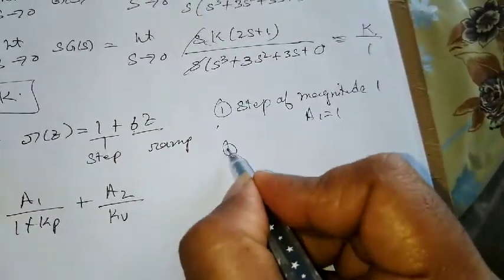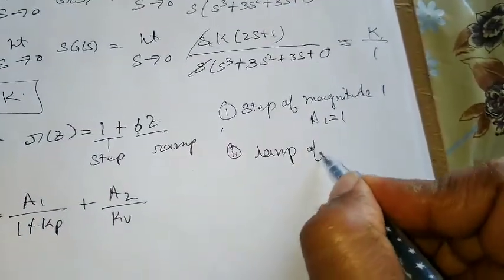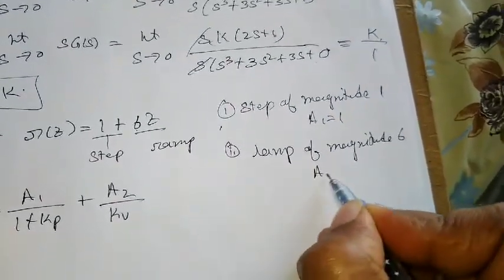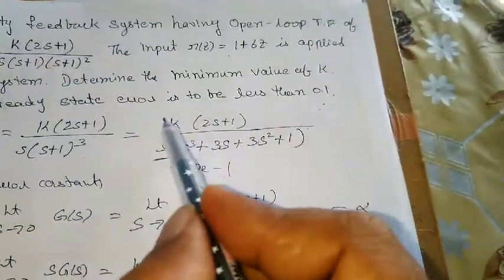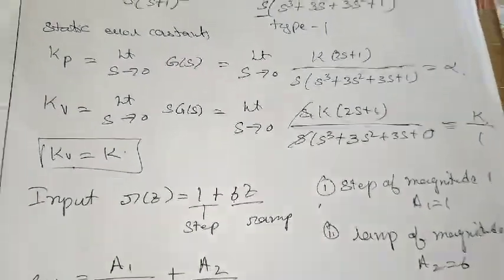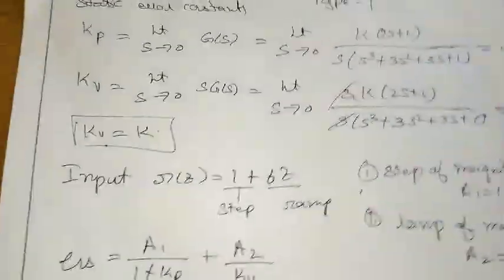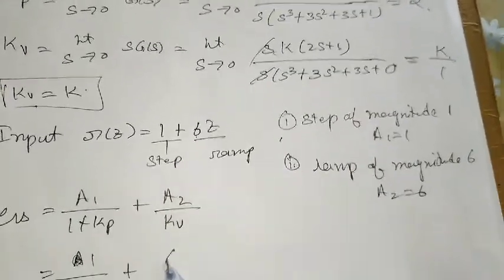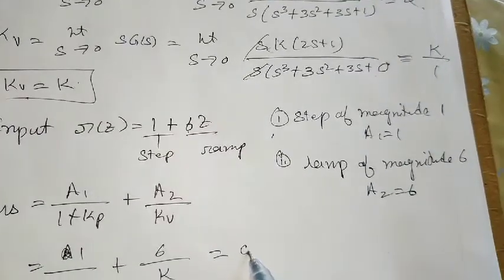Next, I have one more input, a ramp input of magnitude 6. So A2 is 6. Substituting these values, the ESS is less than 0.1. So A1 by 1 plus Kp, value is infinity. A1 is 1 plus A2 is 6 divided by Kv, K, is equals to ESS 0.1.